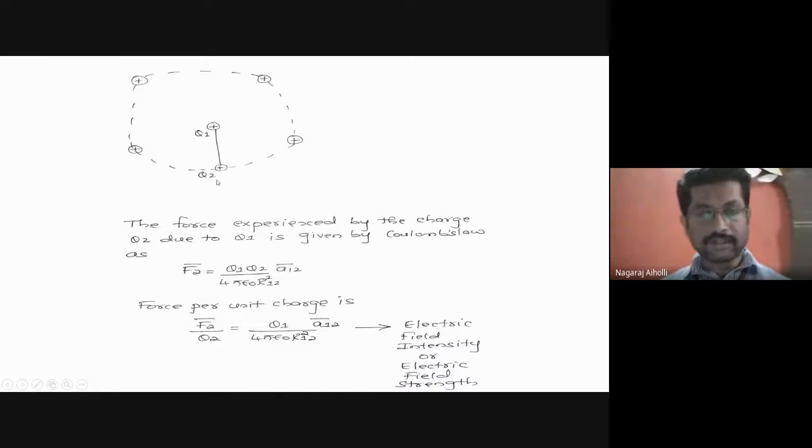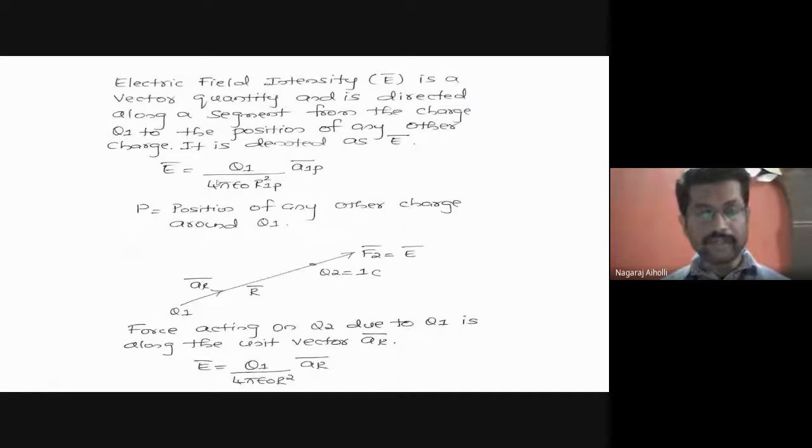Okay. So if we take that, then what will be the formula? E bar will be Q1 divided by 4 pi epsilon naught R12 square into A12 bar. So this P is varying. It may be charge second, charge third, 4, 5, 6, and so on up till nth charge. Okay. That is P is equal to position of any other charges surrounding the charge Q1. Here it is shown that the direction of the force of charge Q1 on charge Q2 is acting along the line connecting Q1 and Q2. Okay. That is the direction of the electric field intensity.